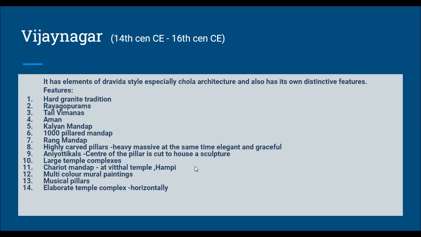So actually in Vijayanagar, the king was called Raya. So the Vijayanagar king commissioned the building of gopurams, and as a result they are called Raya Gopurams. And you will find that the gopurams are so big and very tall, comparable to the Vimana of a temple. So tall Vimanas also, they are very big.